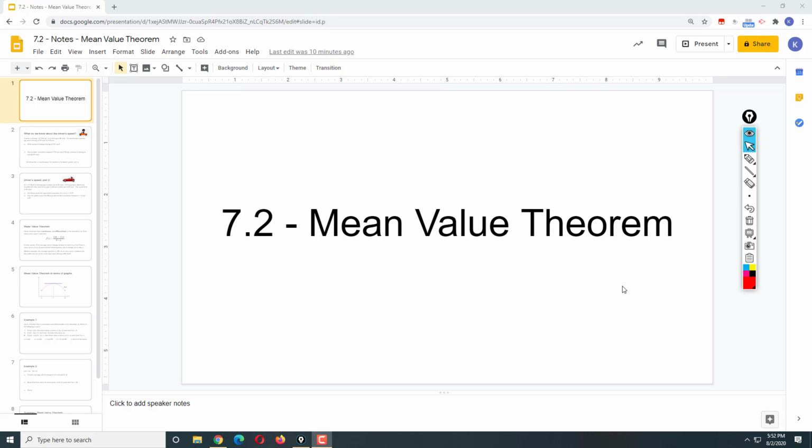Welcome to Unit 7, Lesson 2, Mean Value Theorem. To understand this theorem, we will start with two thinking problems. So here is the first one.